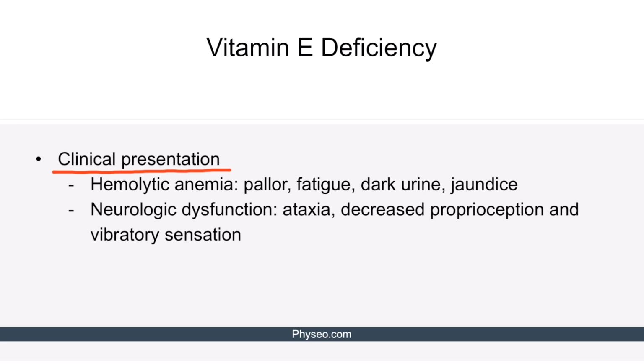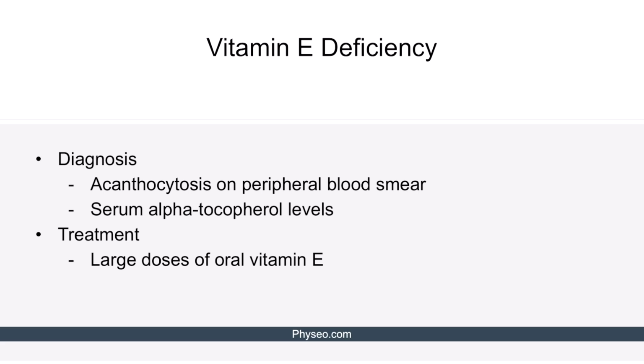Hemolytic anemia results from increased fragility of erythrocytes and manifests as pallor, fatigue, dark urine, and jaundice. The neurological dysfunction includes ataxia and decreased proprioception and vibratory sensation. This is due to demyelination of the posterior column and the spinocerebellar tracts in the spinal cord. Coming to workup, the formation of acanthocytes is characteristic, which are erythrocytes with cytoplasmic projections seen on peripheral blood smear. Serum alpha tocopherol levels can be measured. As for the treatment, large doses of oral vitamin E should be prescribed.